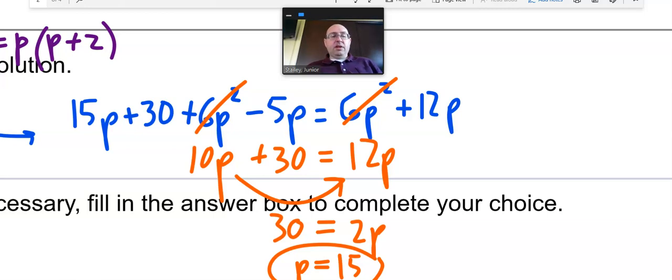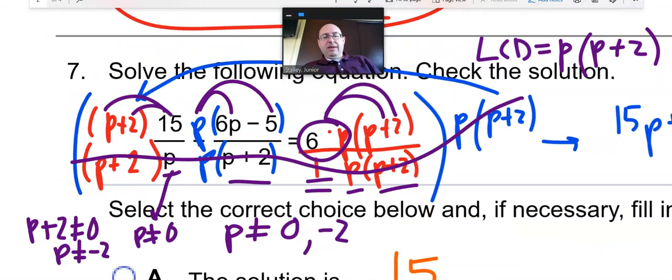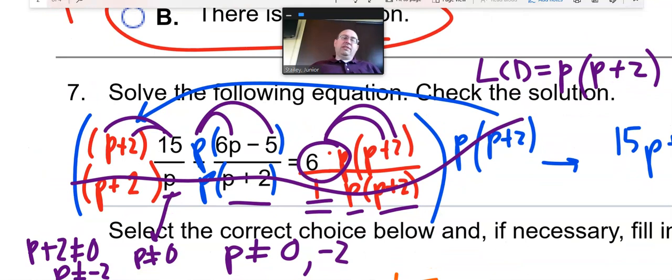All right. Then you got 15p minus 5p, that's 10p. And you got the 12p over there. And 30. And then so I'm going to bring this to the other side and get 2p divided by 2. P equals 15. Well, that's not 0 or negative 2. Now, could I plug it back in and check to see if I make sure I get the same number on both sides? Yes, I could.